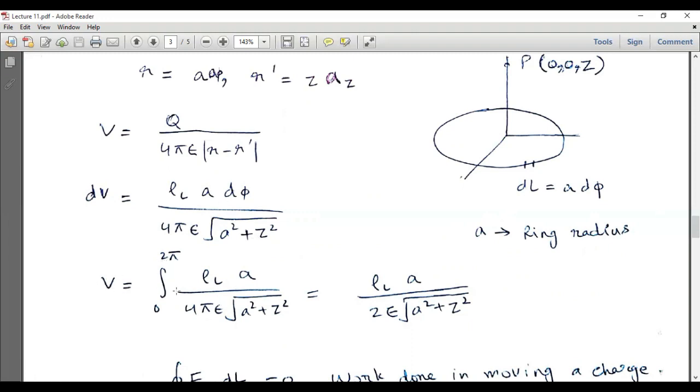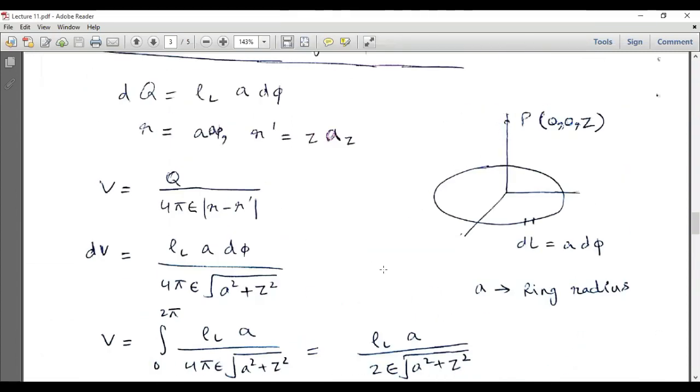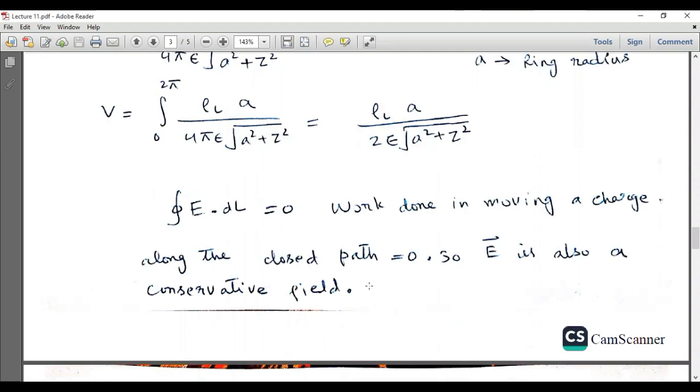And V is equal to the integral from 0 to 2 pi, because we have phi over here. So it will be equal to rho l a over 4 pi epsilon times this expression multiplied by 2 pi. Here we have d phi as well. So the integral of d phi is phi, and when we put these limits, we will get 2 pi over here. So it will cancel out with this 4 pi, so we will have 2 epsilon over here. And this is the expression of the potential at this point due to a ring of charge.